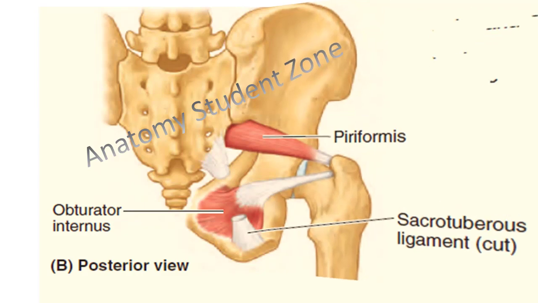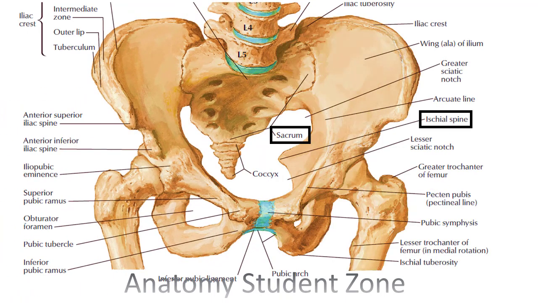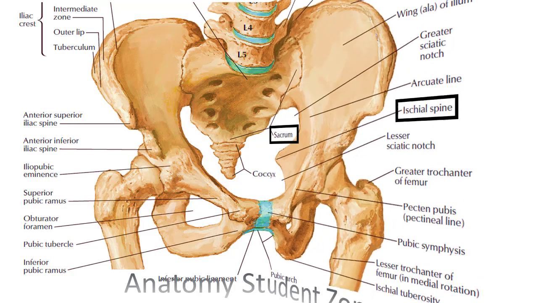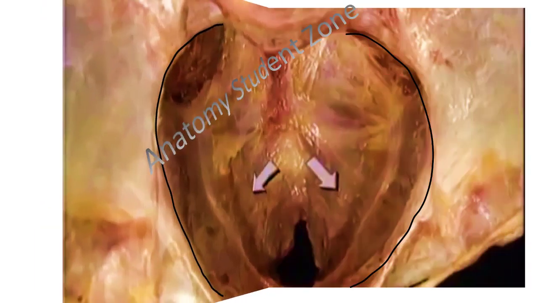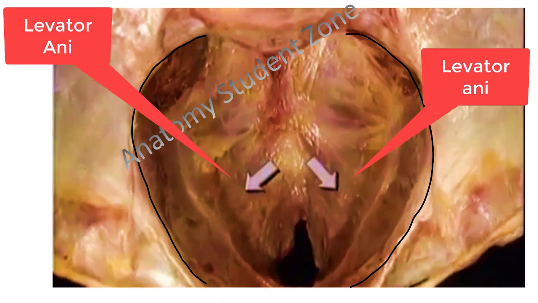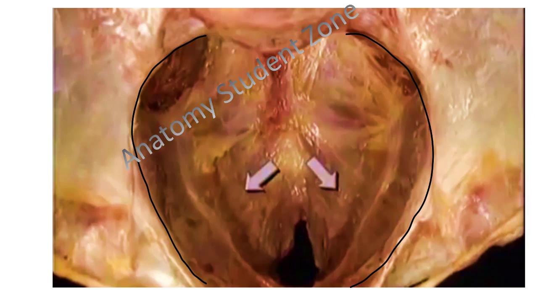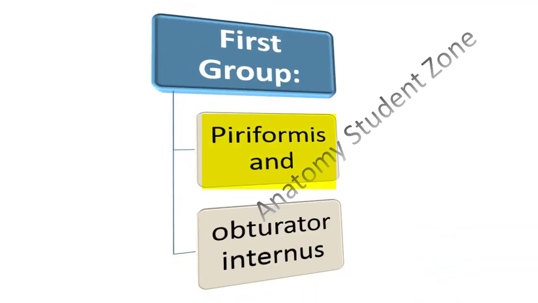Another bony point that you can feel on dissection is the ischial spine. When you feel the ischial spine on dissection, you can easily trace the fibers of two muscles, the coccygeus and the levator ani, because these muscles take origin from the ischial spine. Now we will cover the details of these muscles. First I will cover the first group, which includes the piriformis and the obturator internus. We have already covered much detail of the piriformis, but whatever is left, we will cover, and we will also revisit the previous material as well.